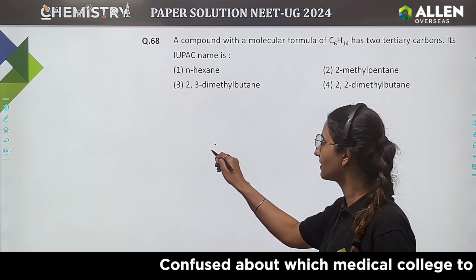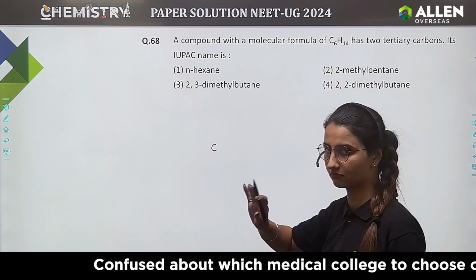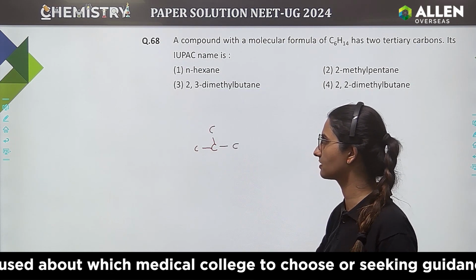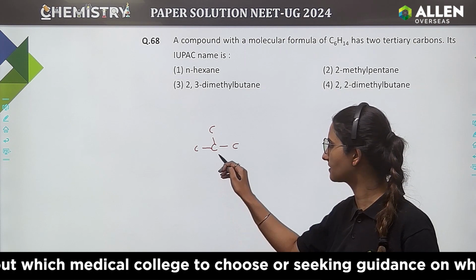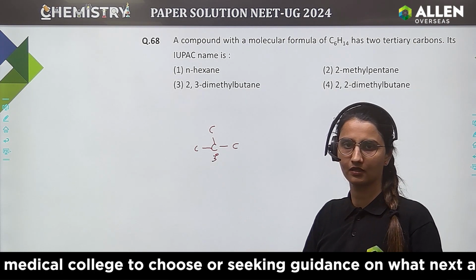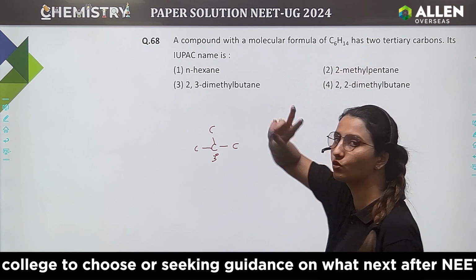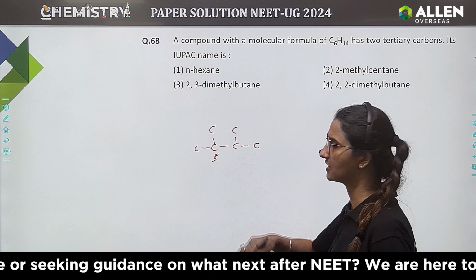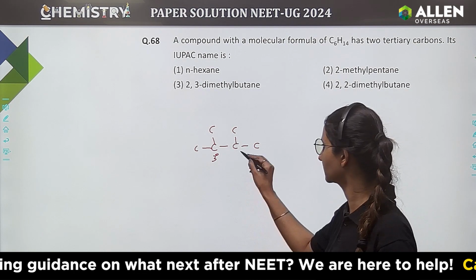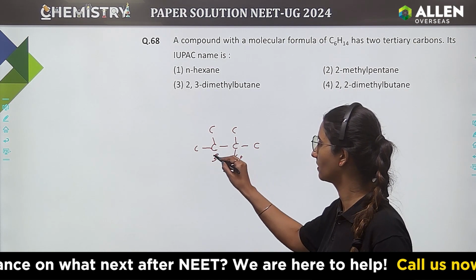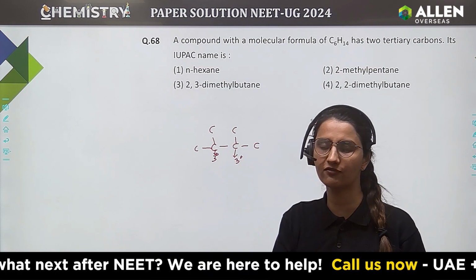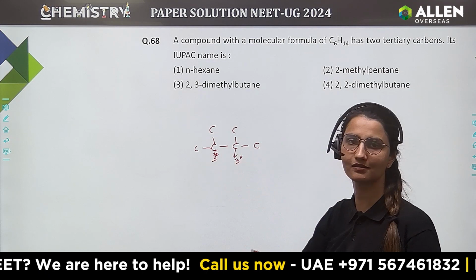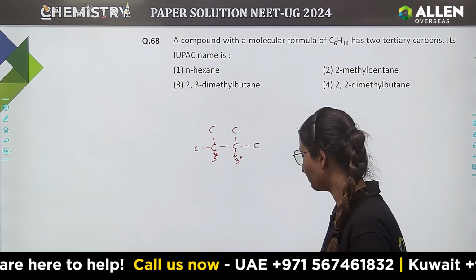So students, if I have to make one carbon tertiary, that means I have to attach it with 3 other carbons. Fine. This is 3-degree, tertiary. But the criteria is it has 2 tertiary. Let me try making this also tertiary. Is it tertiary? Yes, it seems like. It's also 3-degree. Our number of carbons is fulfilled, our total carbons is 6: 1, 2, 3, 4, 5, 6, yes. So that means this is my compound.